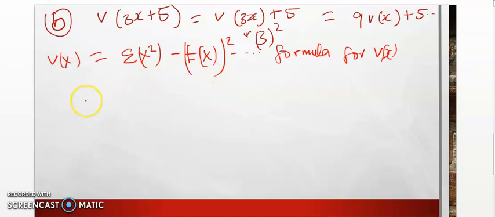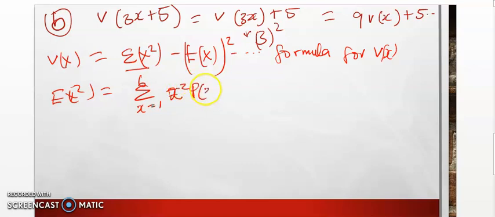We will evaluate first of all the expected mean squared. So the expected mean squared would be the summation of x equals 1 up to 6, because we have 1 up to 6. Then we evaluate x squared, because x is squared, then the probability of x.